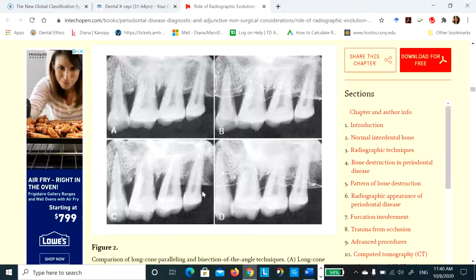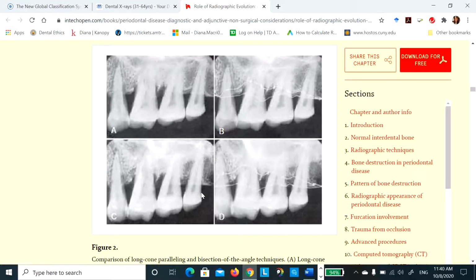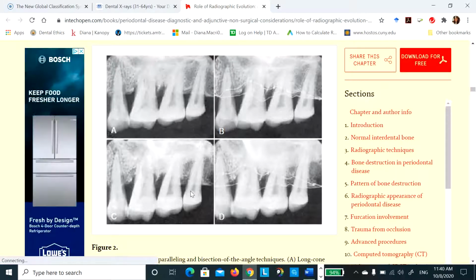And then if we come over here, let's just for fun pick out the bone loss here. Tell me what percentage of bone loss we have at the distal of tooth number 16. Understanding that here is my CEJ right here. I would put this bone loss at maybe 15, 20%. This bone loss is not so bad on the distal of that tooth.